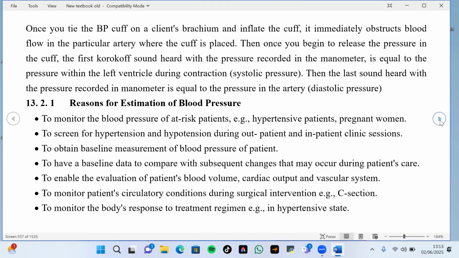Reasons for estimation of blood pressure: to monitor blood pressure of acute patients, such as hypertensive patients and pregnant women; to screen for hypertension and hypotension during outpatient and inpatient clinic sessions; to obtain baseline measurement of blood pressure of patients; to have baseline data to compare with subsequent changes that may occur during patient care; to enable the evaluation of patient blood volume, cardiac output, and ventricular system; to monitor patient circulatory conditions during surgical interventions; to monitor the body response to treatment regimens.